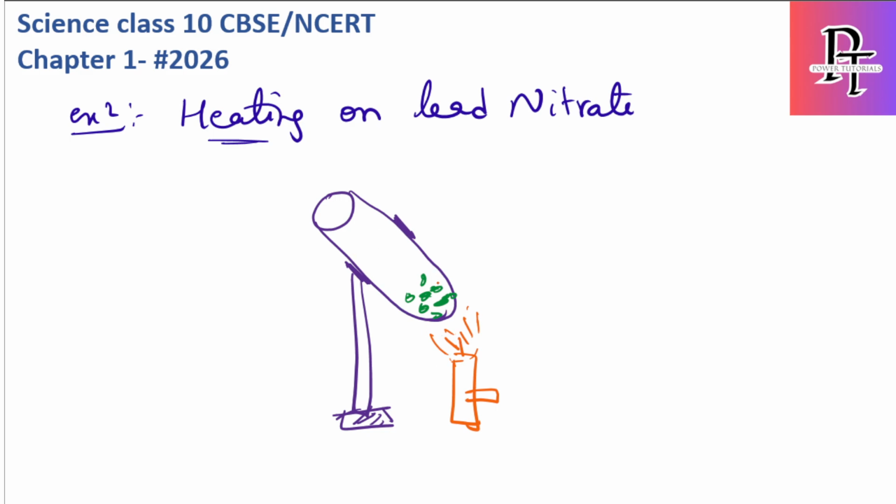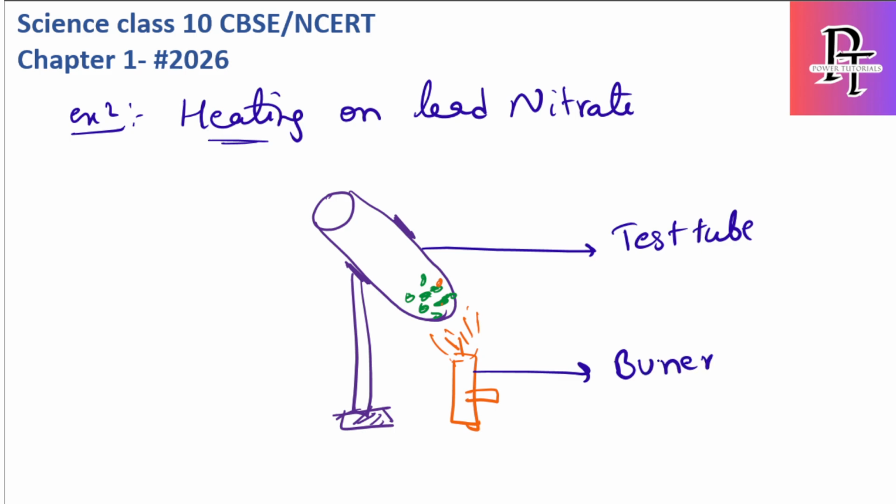So what happens if you keep lead nitrate in a test tube and heat it: the lead nitrate will get decomposed into lead oxide, nitrogen dioxide and oxygen. Let's write the same equation. Before this, the marking is important, so we have to mark. I'll use blue color. So this is the test tube, burner, lead nitrate, and this is the stand.